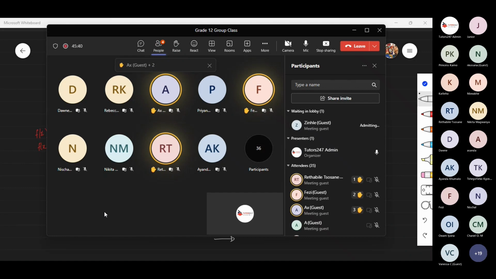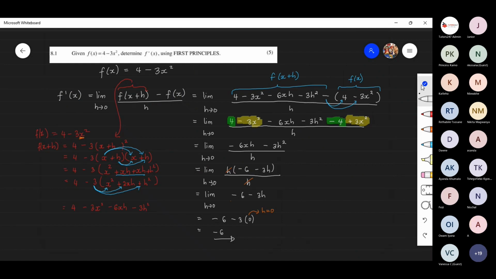Okay, so I see there's a few hands. Rethabile, you have your hand up. What's your question? Sir, what happened to the X? Which X? In the fourth step. The red writing or the white writing? The white writing. The white writing, okay.